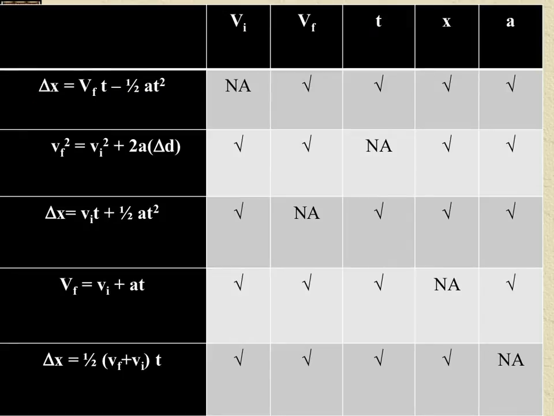Now, say in a problem you're given the time, you're given the displacement and the acceleration, and they're asking you, what would the initial velocity be of this object? If you look at that, that means that velocity final has nothing to do with the problem. You're not solving for it and you're not given it. So what equation would you use then? It's simple. You would use this one.